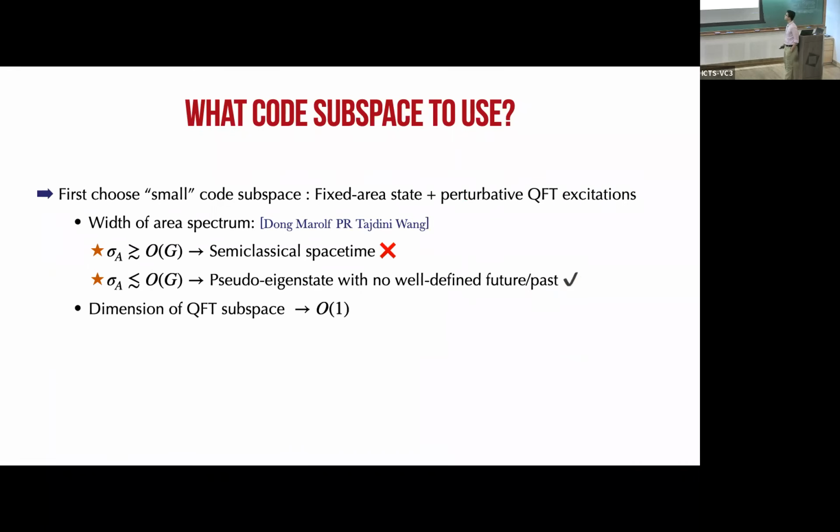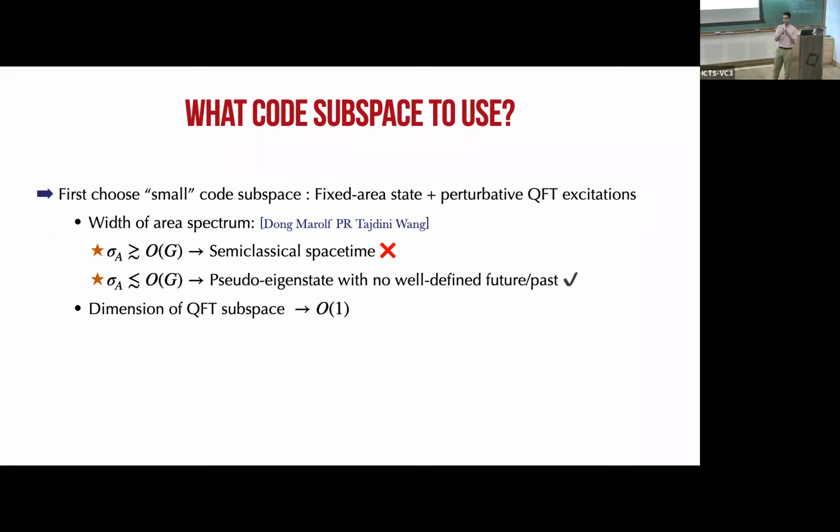Okay, good. So as I said before, we're going to need these fixed area states. To be precise, we're first going to choose a small code subspace, which is a particular background defined by this fixed area state with some perturbative quantum field theory excitations. That's one background in our code subspace. And there's some technical caveat that we need to take the width of the state to be pretty small. It has to be smaller than order G Newton.